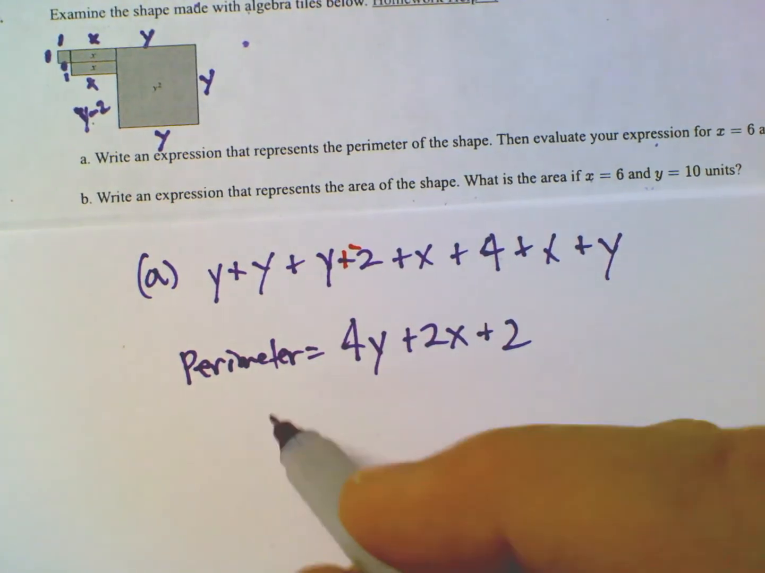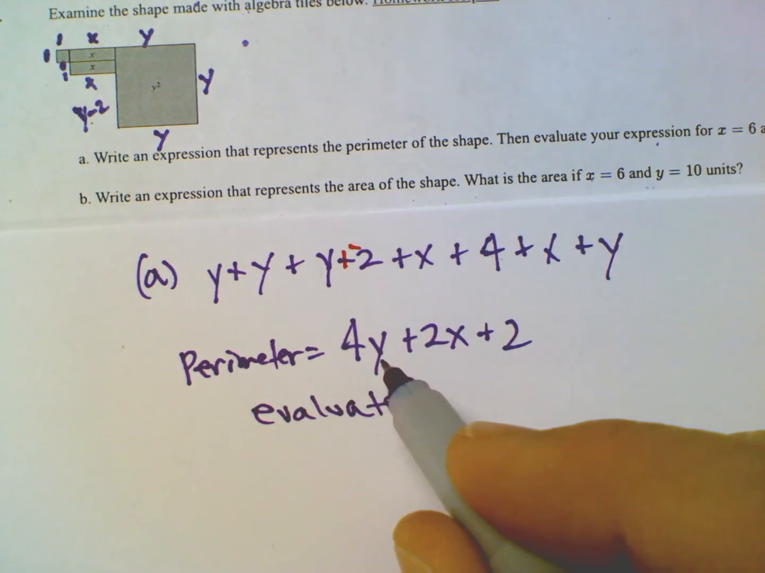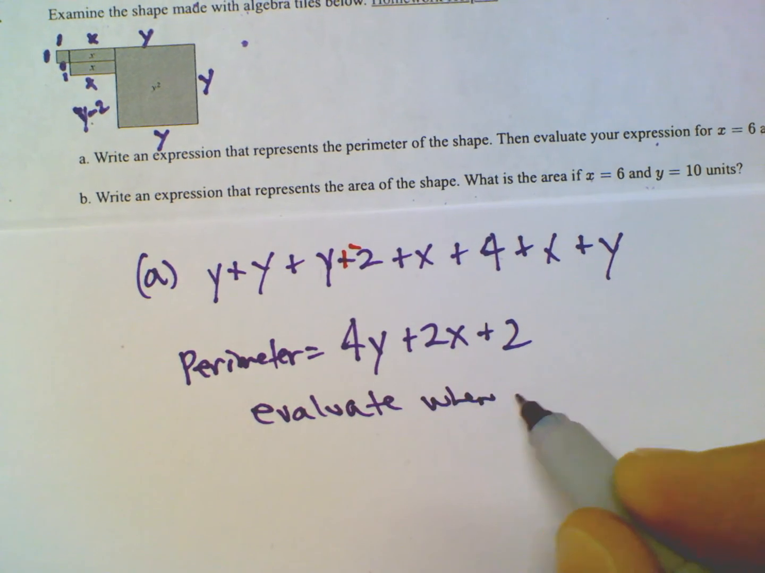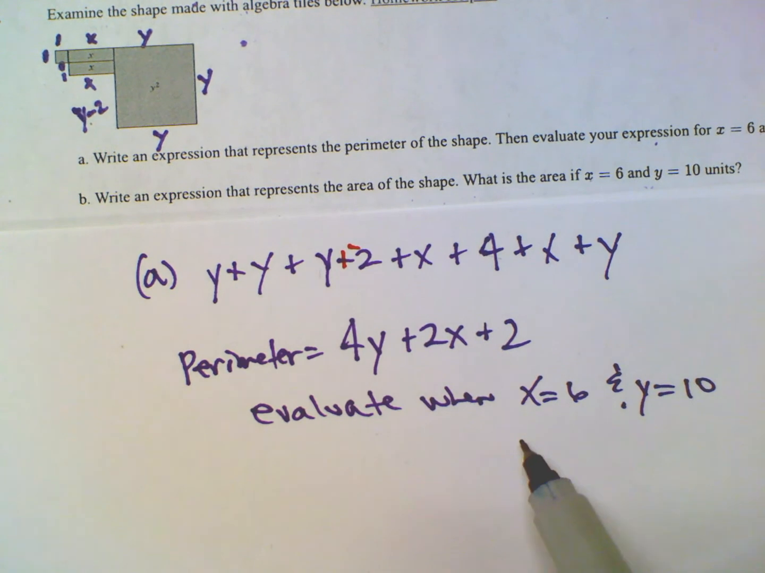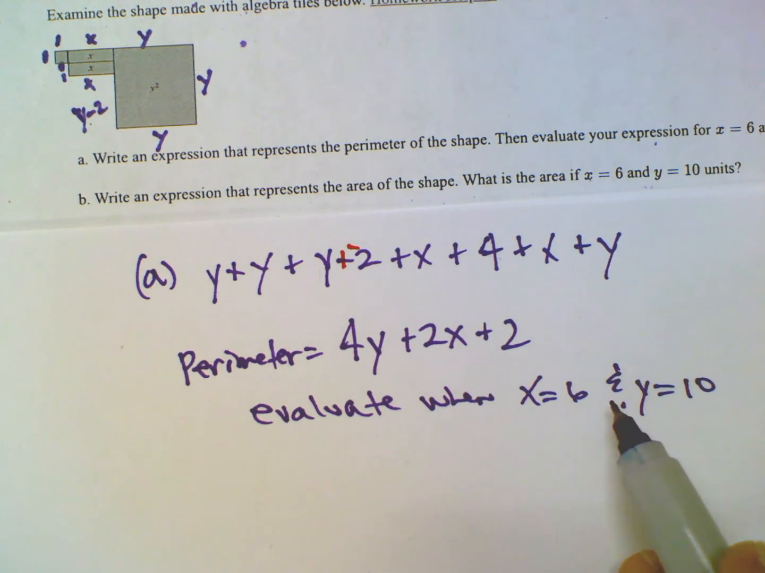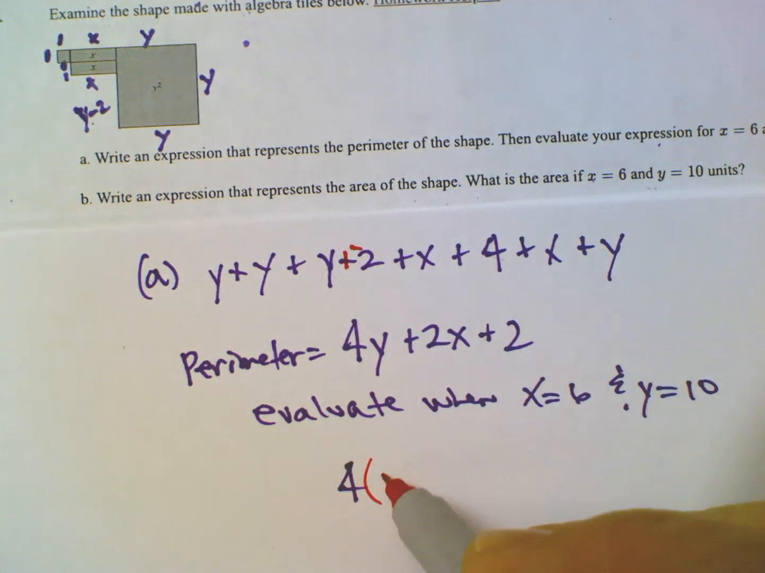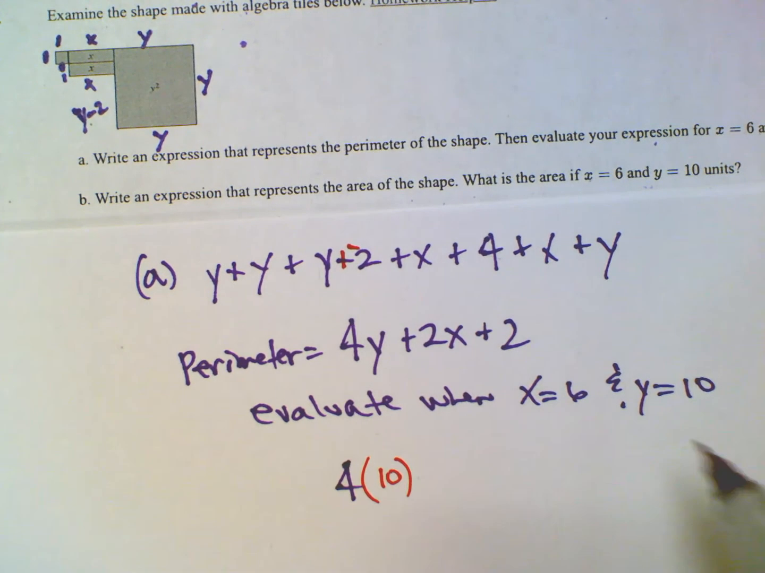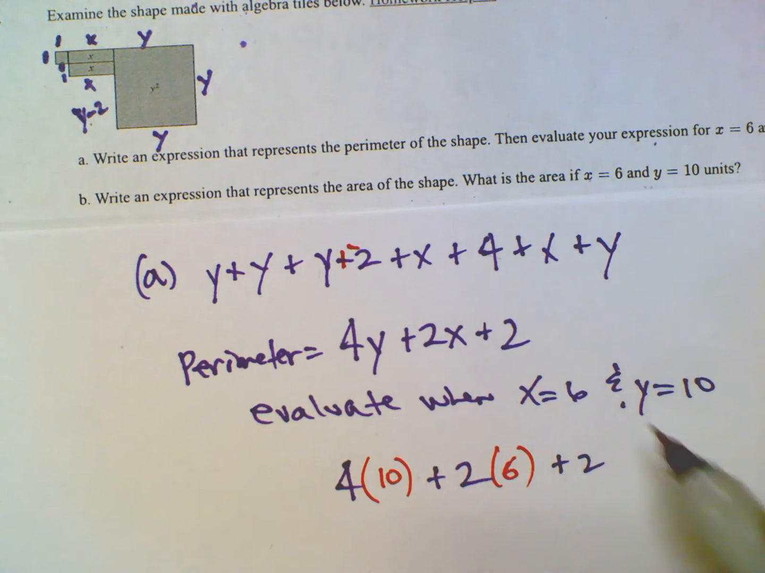Now it wants me to go a step further and evaluate. Remember this word evaluate. Evaluate that expression when X is equal to 6 and Y is equal to 10. What are they saying? They're saying rewrite this expression, and instead of using X, use 6. Instead of using Y, use 10. So it's 4, and then it's times 10. So instead of Y, I'm putting a 10. So plus 2, then it's times 6, plus 2. So I'm evaluating this expression for these values of X and Y.